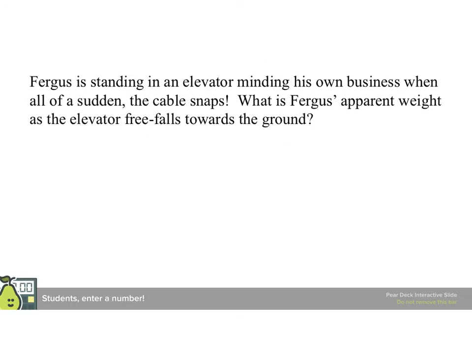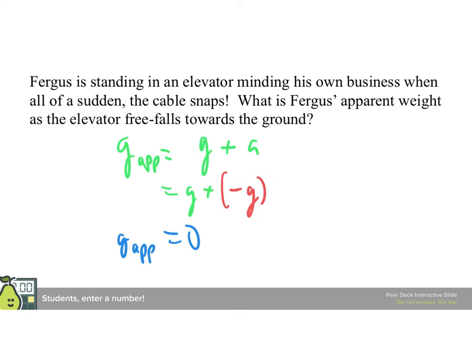All right, Fergus is standing in an elevator minding his own business when, all of a sudden, the cable snaps. What is his apparent weight as the elevator free falls towards the ground? Well, remember that g apparent is g plus a. But in this case, the a is g downward. And so we end up with the apparent freefall constant being 0. So the apparent weight, which is just m times that, is also 0. Fergus would not feel any weight. He would think he was floating.